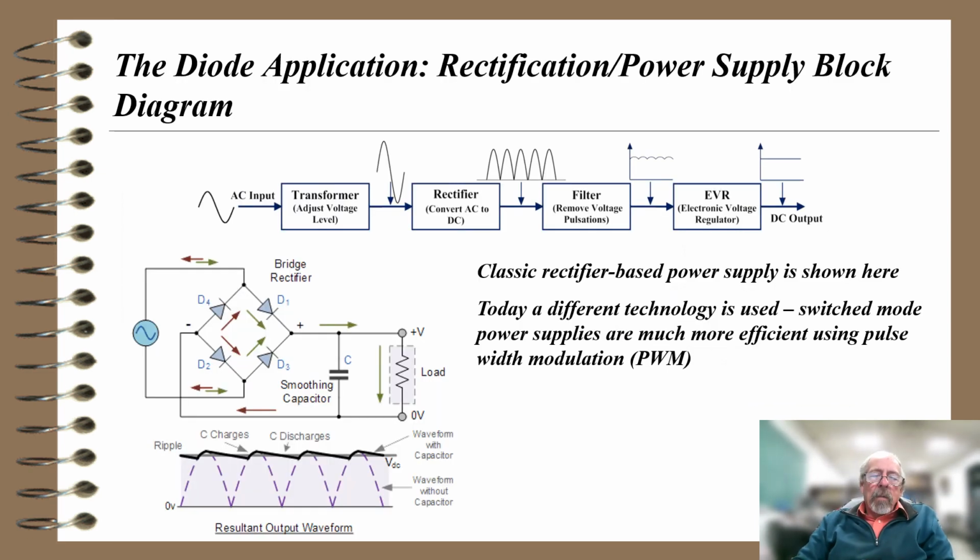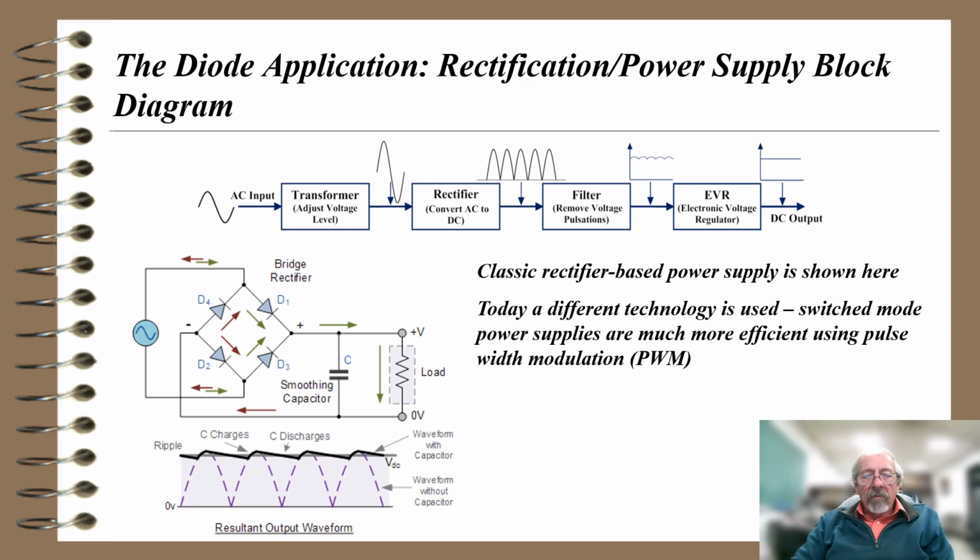So a little more detail about power supplies. Rectification power supply block diagram is shown here. So the block diagram is on top. We have an AC input. Typically we have a transformer that adjusts the voltage level. Could make it higher, could make it lower. We do have some isolation transformers, a 1-to-1 turns ratio, where we just want to isolate the input from the output. And we have the same turns ratio on the primary as the secondary.